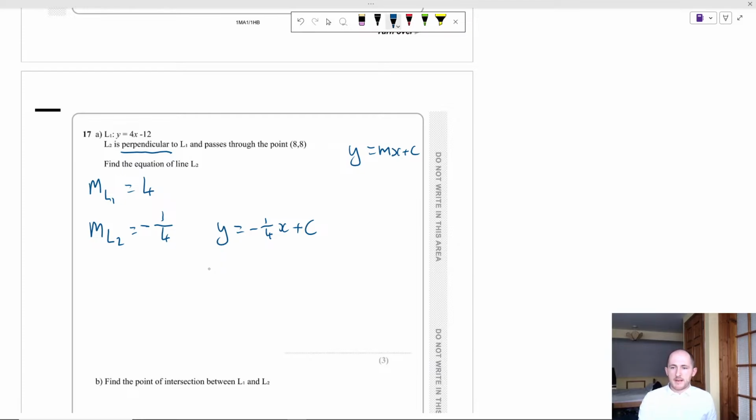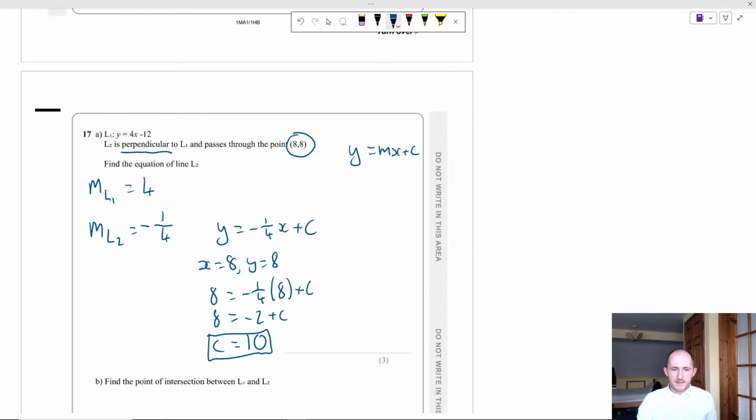Anyways, to work out what the plus c is, all you need to do is substitute into that equation. So x equals 8, y equals 8. You get 8 is equal to minus a quarter times 8 plus c. A quarter of 8 is 2, then make it negative, so it's minus 2 plus c, which means c is equal to 10. So in other words, we have y is equal to minus a quarter x plus 10.